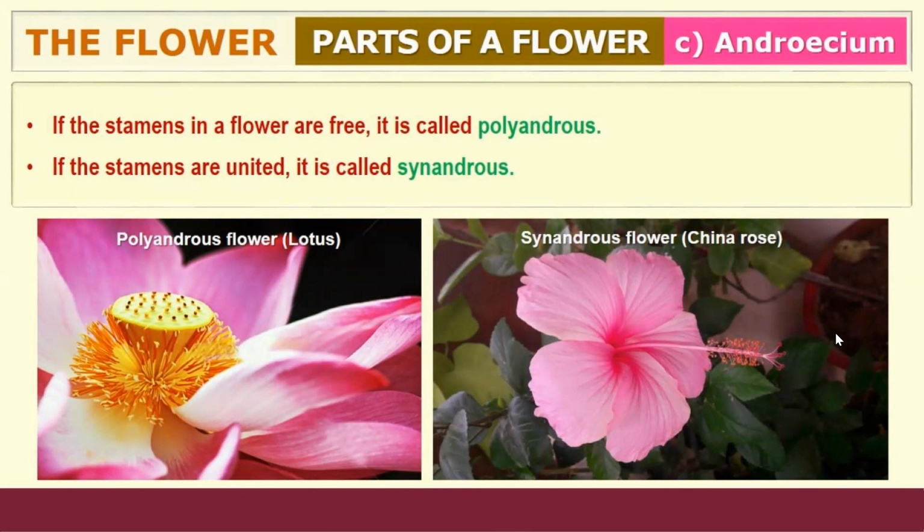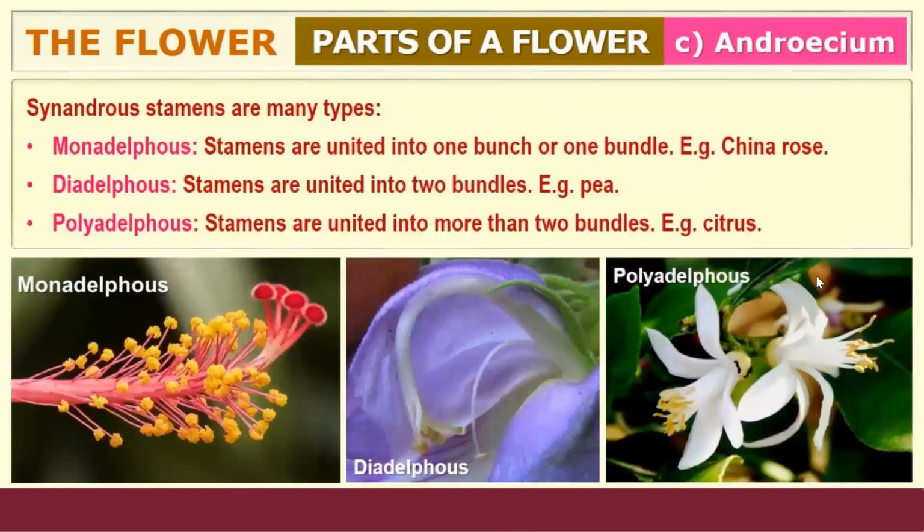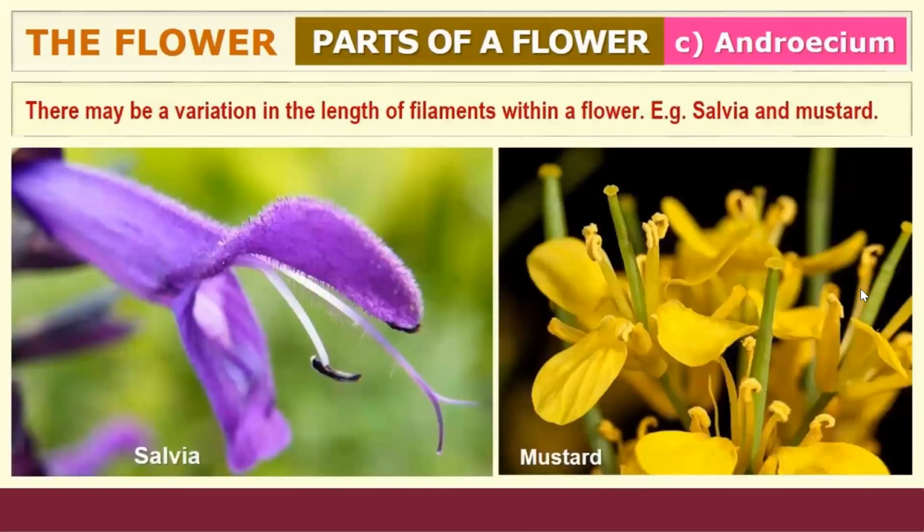Whereas, if the stamens are united, like in China rose, then the stamens are known as synandrous. Synandrous stamens are of many types. They are monoadelphous, diadelphous, or polyadelphous. Mono means they are united into one bunch. Di means they are united into two bundles. And polyadelphous means they are united into more than two bundles, like in citrus.